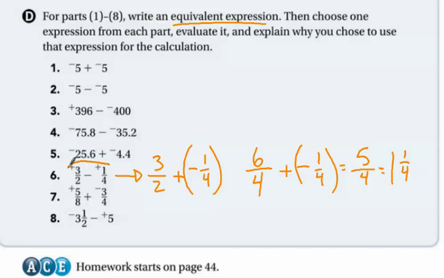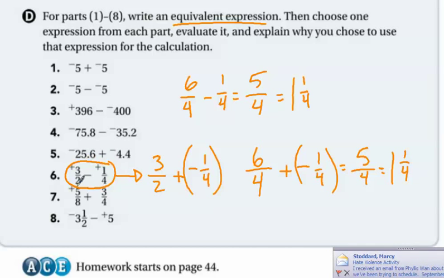Had I chosen to solve this one, it would have been fine. I could have had 6/4 minus 1/4. 6 minus 1 is 5. I keep the denominators, and I get 1 and 1/4. I would have chosen the subtraction on this one, because to me, 6 minus 1 makes more sense than 6 plus negative 1.